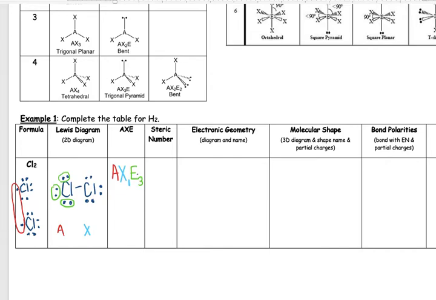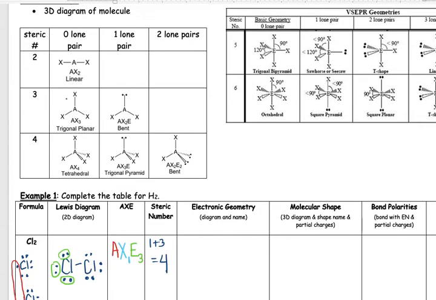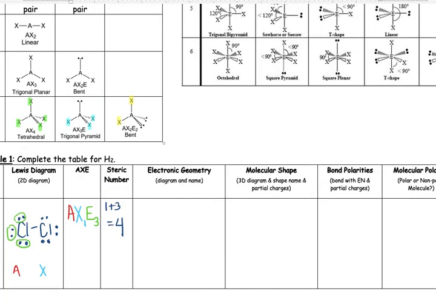From there, we go to our steric number. Remember, we add the subscripts for X and E. So 1 plus 3, our steric number is 4. Just like water, we had this result before. This means we go to our table up here, and it's going to be a tetrahedral type geometry.